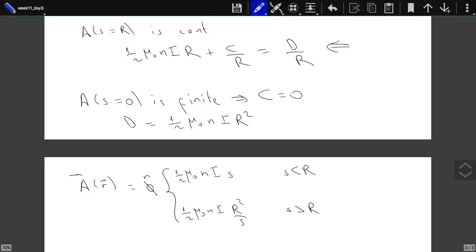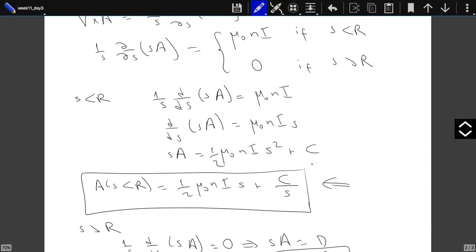You see, one thing: when S is equal to R, these are equal to each other, as they should. Now we had an S squared here, but this is S times A, which contains the S squared. So I have to divide by S, so I end up having a term linear in S.